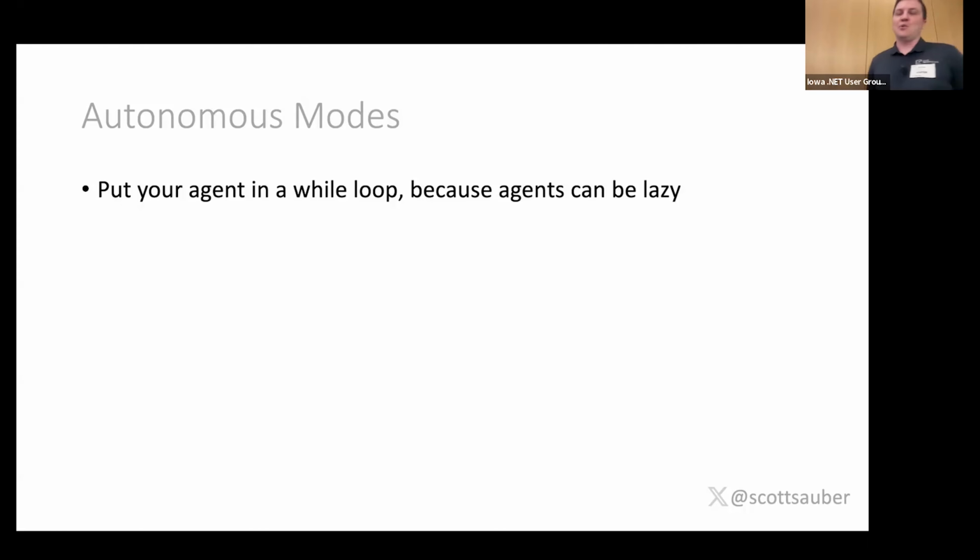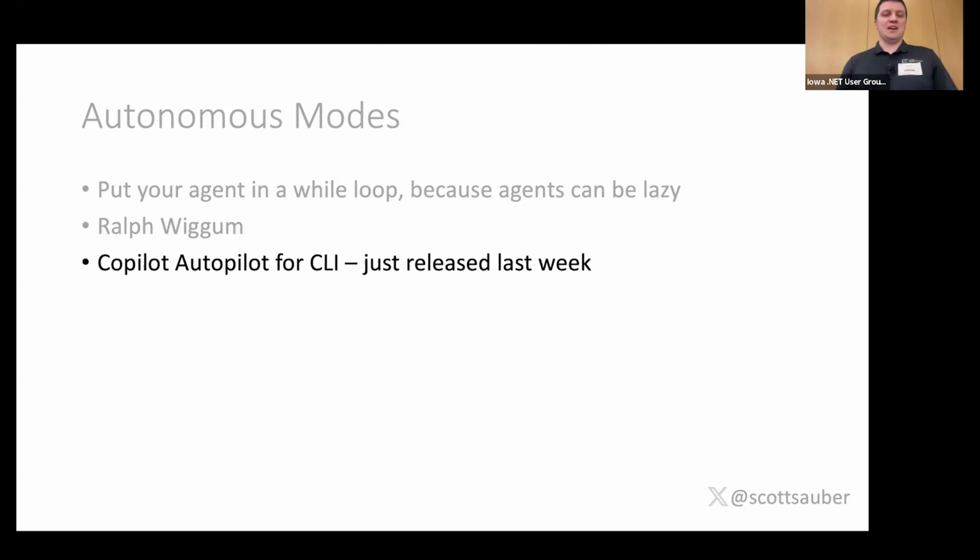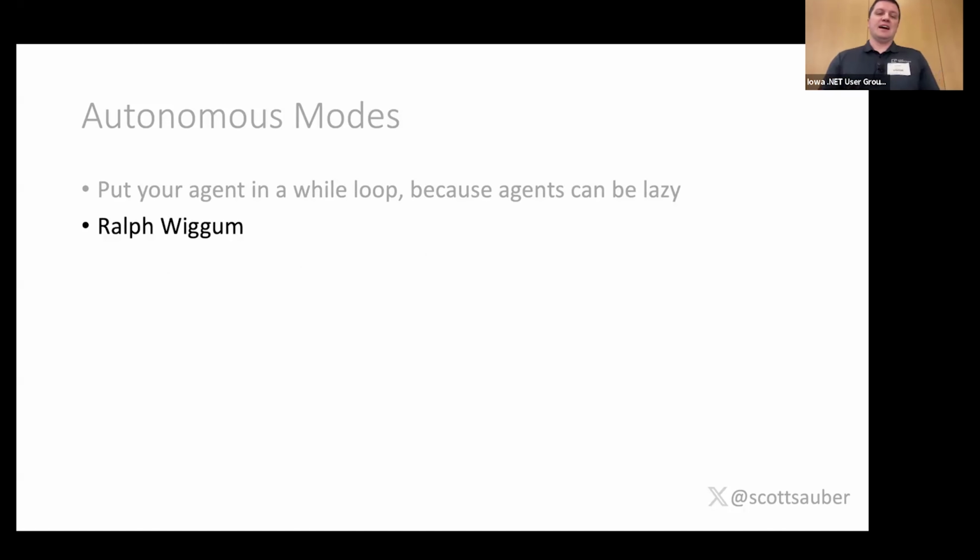This is where you put your agent basically in a while loop, because sometimes agents will be lazy. You tell it to do four things and it does three of the four, and you're like, no, no, no, do the fourth thing. Ralph Wiggum mode, which is the character from The Simpsons, but that's what they call it, came from a person that Claude then adopted. What this does is it basically puts your agent in a loop.